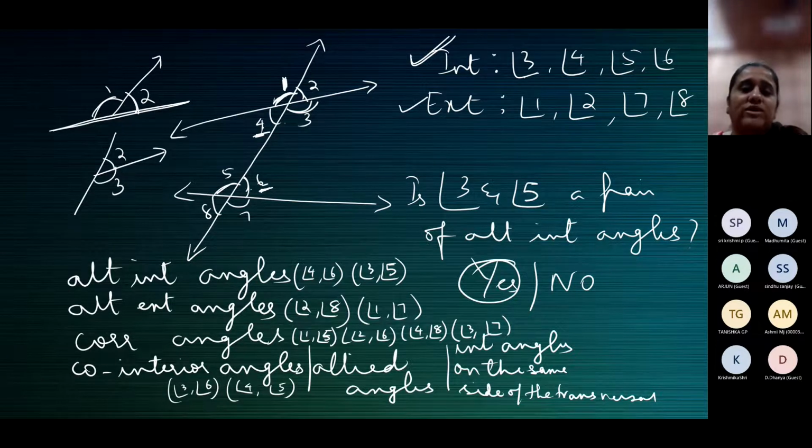Similarly, 3 plus 4 is 180. 4 plus 1 is 180. Here also, angle 5 plus angle 6 is 180, linear pair. 6 plus 7 is 180. 7 plus 8 is 180. 8 plus 5 is 180. A linear pair.